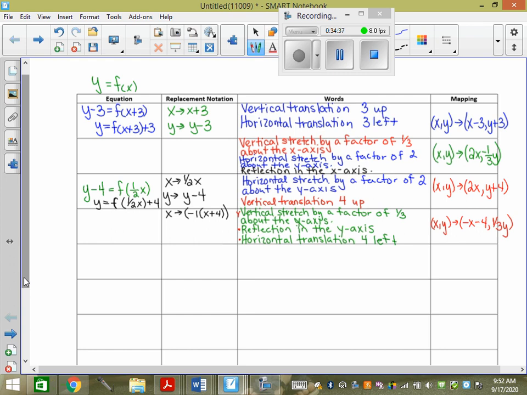Now your y is going to have to be the same. Your y would have to have the stretch and reflection outside as well. The catch is I just have a stretch, so it's going to be 3y. So I'm going to get 3y equals f of negative 1 x plus 4. Divide my 3 over, I get 1/3 f of negative 1 x plus 4.